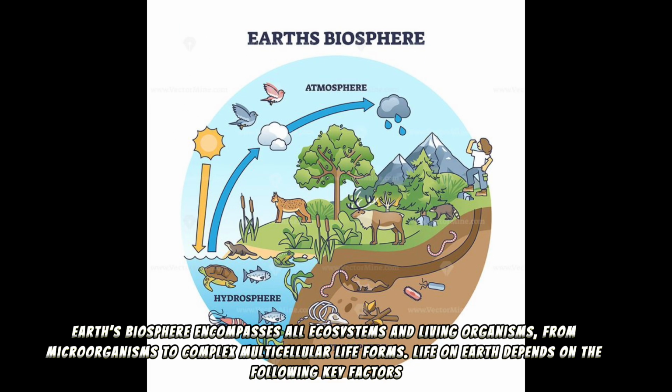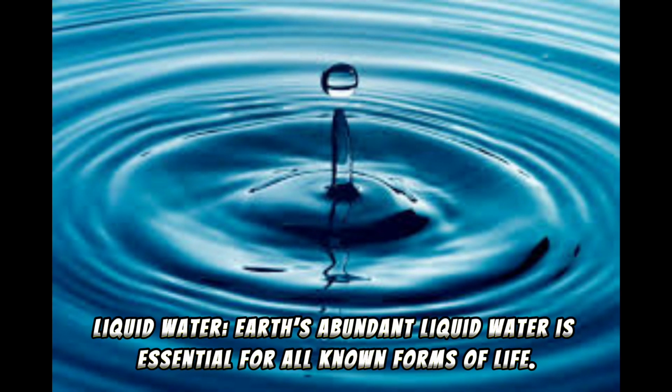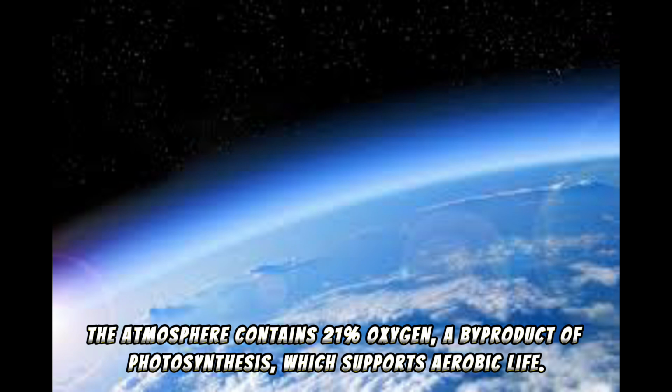Earth's biosphere encompasses all ecosystems and living organisms, from microorganisms to complex multicellular life forms. Life on Earth depends on the following key factors. Liquid water. Earth's abundant liquid water is essential for all known forms of life. The atmosphere contains 21% oxygen, a byproduct of photosynthesis, which supports aerobic life.